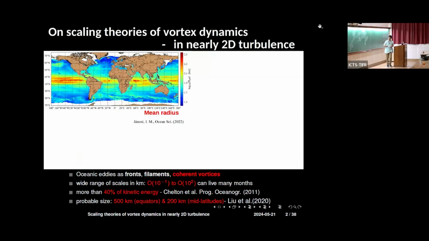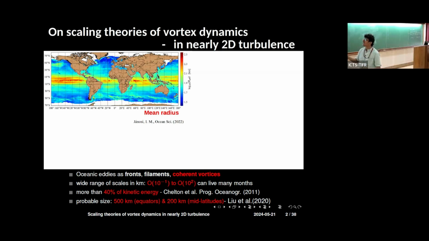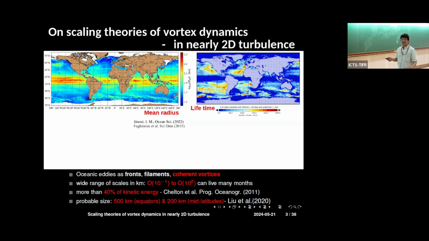To begin, there is a map of the mean radius of these vortices on a logarithmic scale. Near the equator there are very large vortices, and as we go away from the equator towards the mid-latitudes, their size decreases. Similarly, if we look at how long these vortices survive, most of the equator zone ones die away, but the mid-latitude ones are in some sense stable, and you will find them for a very long time.